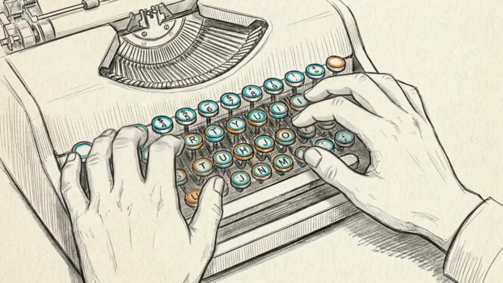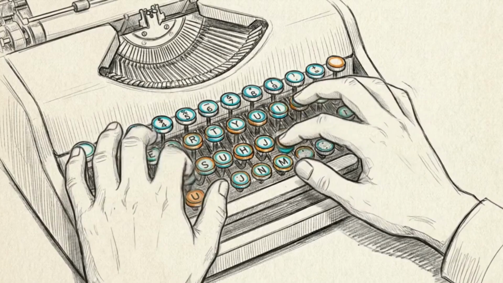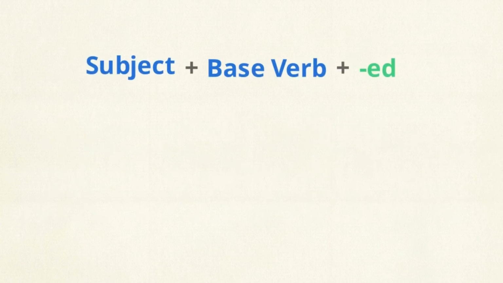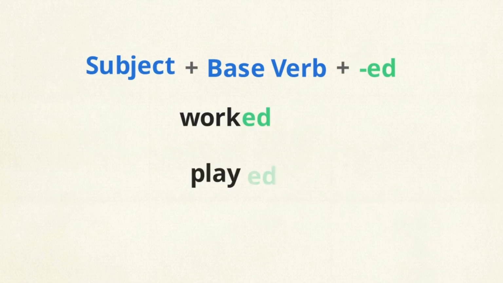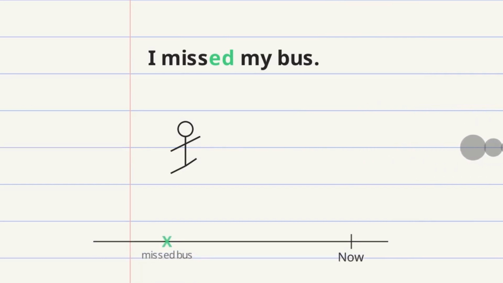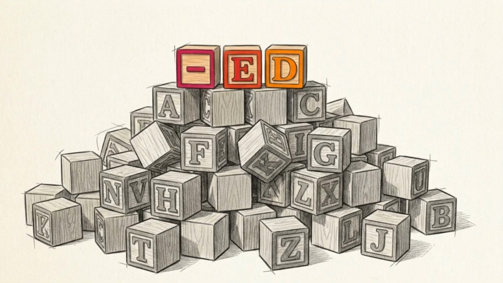Now for step 2. We need to describe an action that happened in our story using a standard regular verb. This is the formula for creating a regular past tense verb. The subject plus the base verb plus ed. Notice how work becomes worked and play becomes played. Write your second sentence using this formula. In our story, we'll write, I missed my bus. Once you memorize this simple ed rule, you can convert hundreds of verbs into the past tense without changing the form for different subjects.